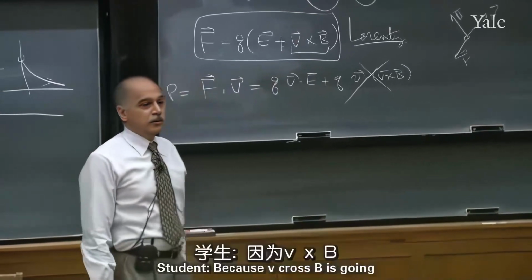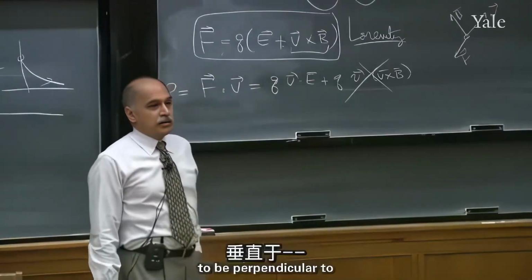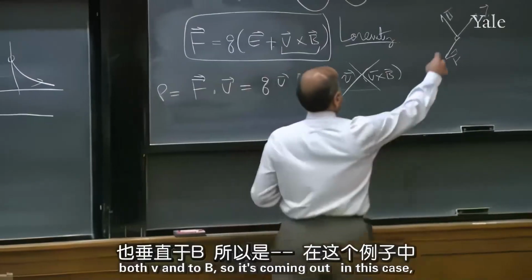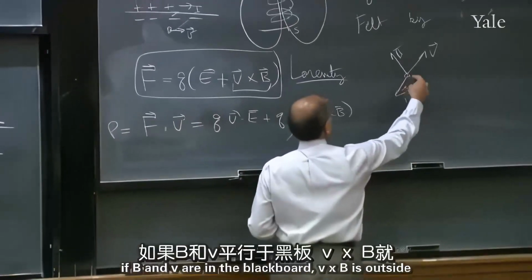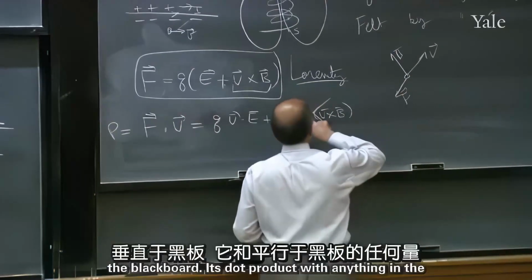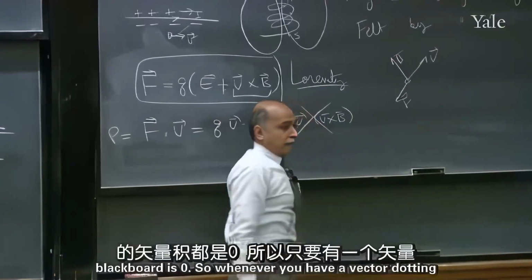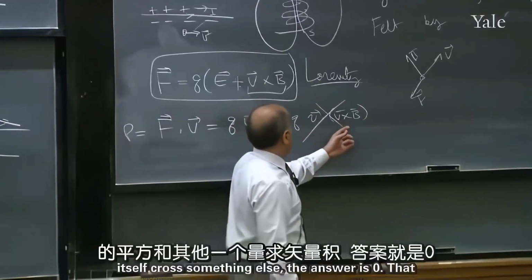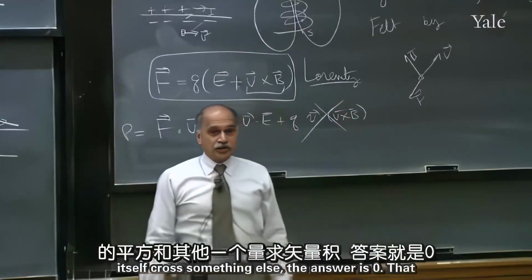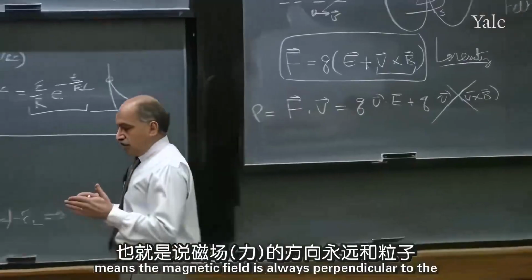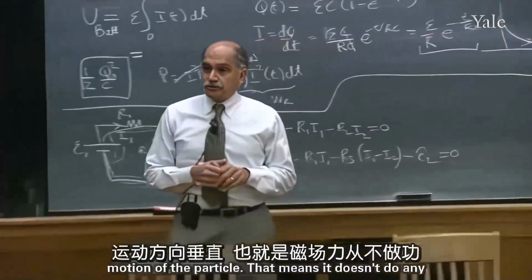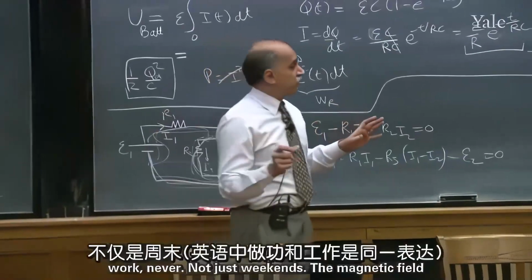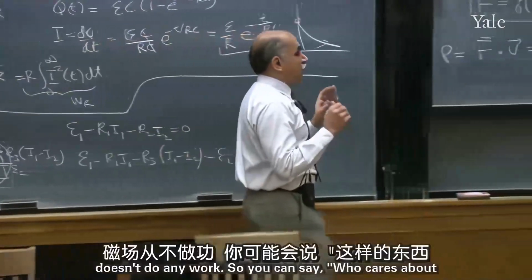Yes? Because V cross B is going to be perpendicular to both of them. V cross B is orthogonal to both V and to B. So in this case, if B and V are in the blackboard, V cross B is outside the blackboard. Its dot product with anything in the blackboard is 0. So whenever you have a vector dotting itself cross something else, the answer is 0. That means the magnetic force is always perpendicular to the motion of the particle. That means it doesn't do any work. Never. Not just weekends. Magnetic field doesn't do any work.